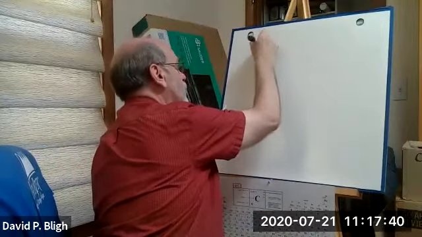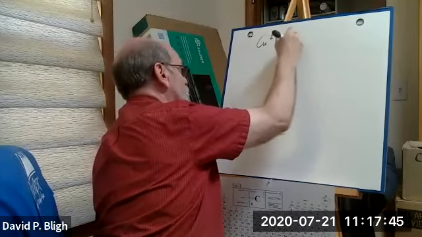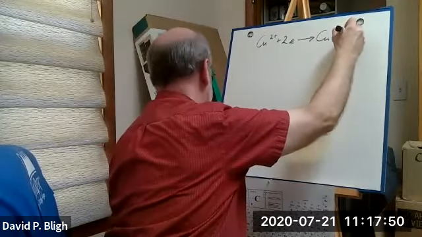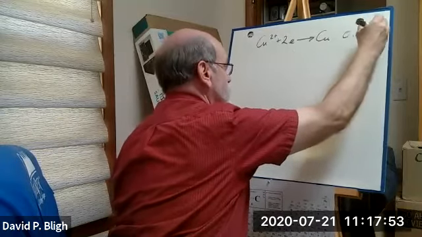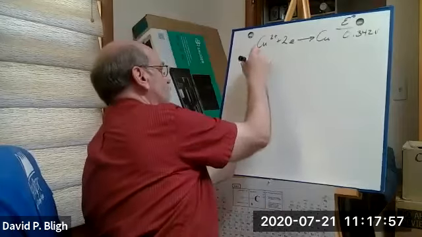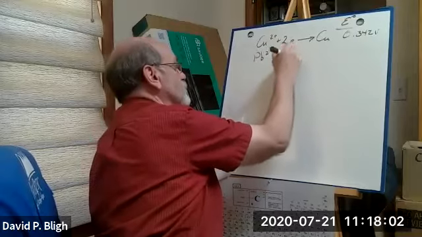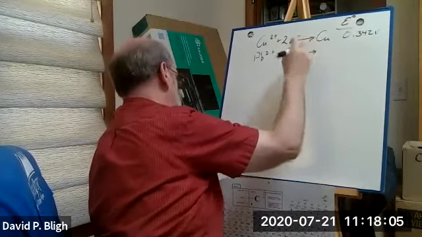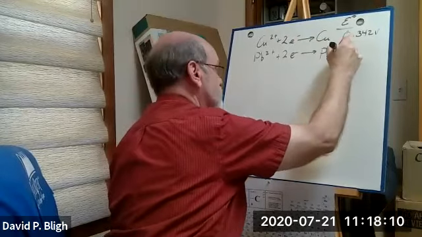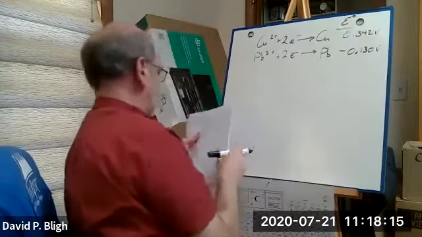So we need copper 2 plus 2 electrons yields copper, and that's 0.342 volts, and that's standard. Okay, and then we got this one, lead 2 plus 2 electrons yields lead, and its voltage is minus 0.130 volts. Okay.